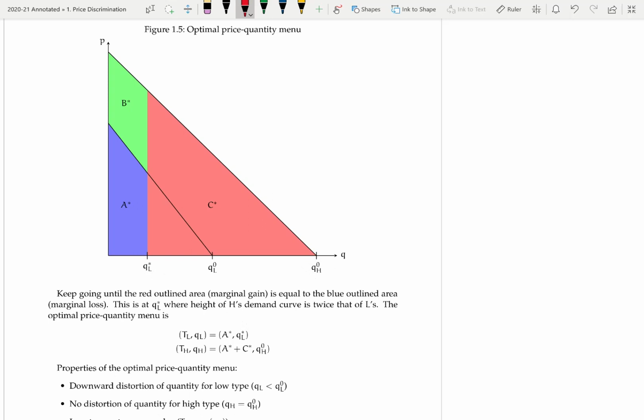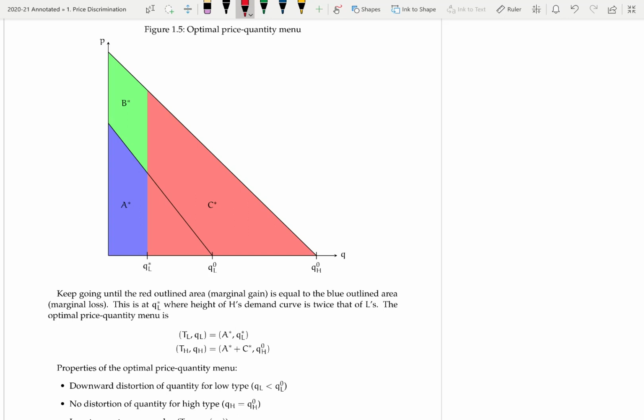We've adjusted the prices so that consumer L gets 0 surplus, their price is A star, their willingness to pay, and consumer H gets a positive surplus. We need to give them a positive surplus so that they won't want to buy the other option, because that's always going to give a positive surplus, and here the positive surplus is B star. So consumer H gets a positive surplus from this option of B star. It's the difference between what they pay and the area under the demand curve, which is A star plus B star plus C star. Now why is this the optimal menu?